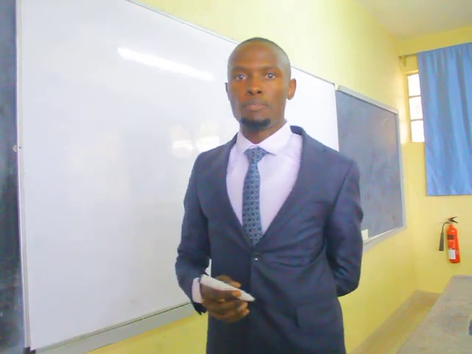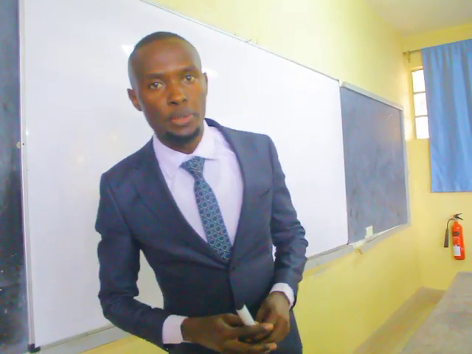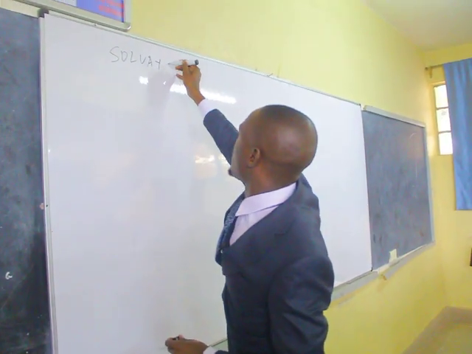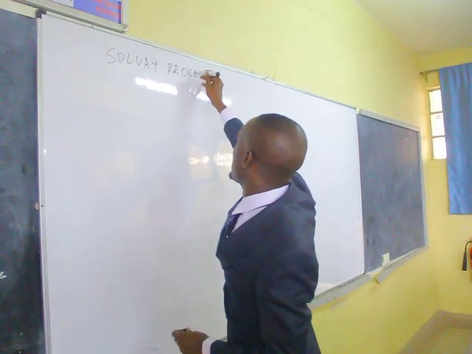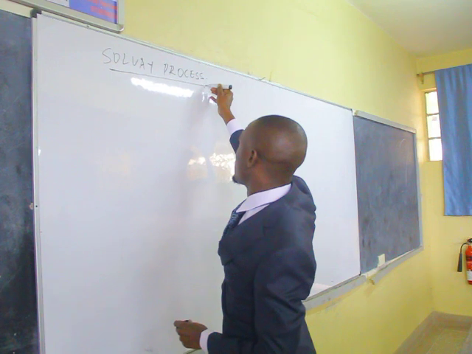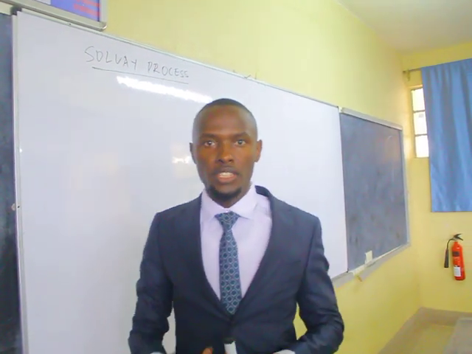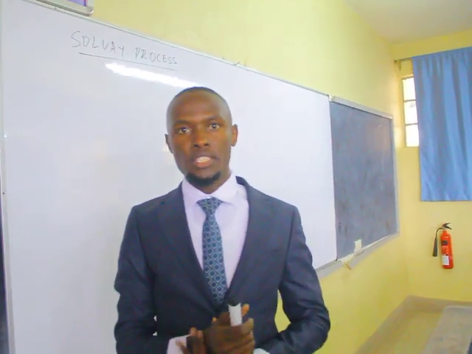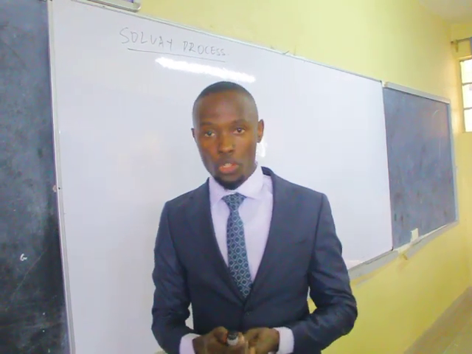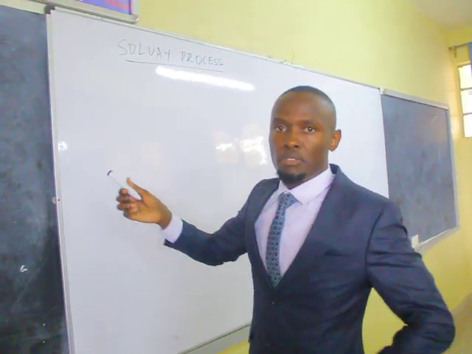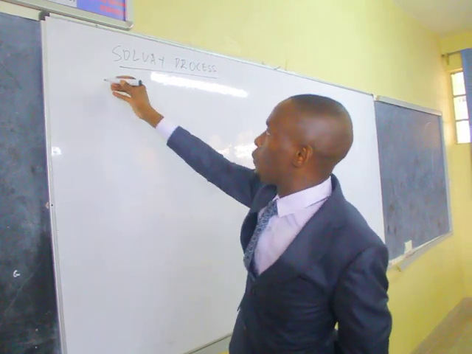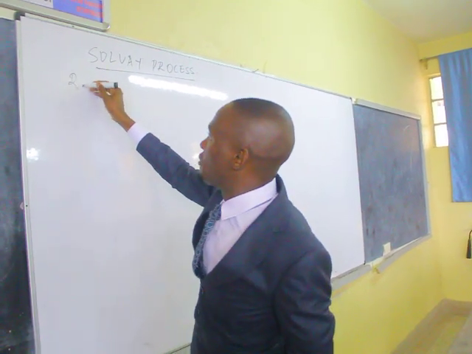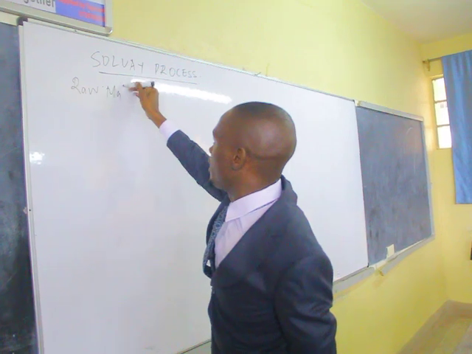I'm Mr. Pascal Omosa. Today I want to teach you the Solvay process of sodium carbonate. Sodium carbonate is a very important chemical because it has many uses, and we use it in the manufacture of glass and soap. So for us to form sodium carbonate, we need substances to use, which are called raw materials. And the raw materials for this process, I'm going to write them here.